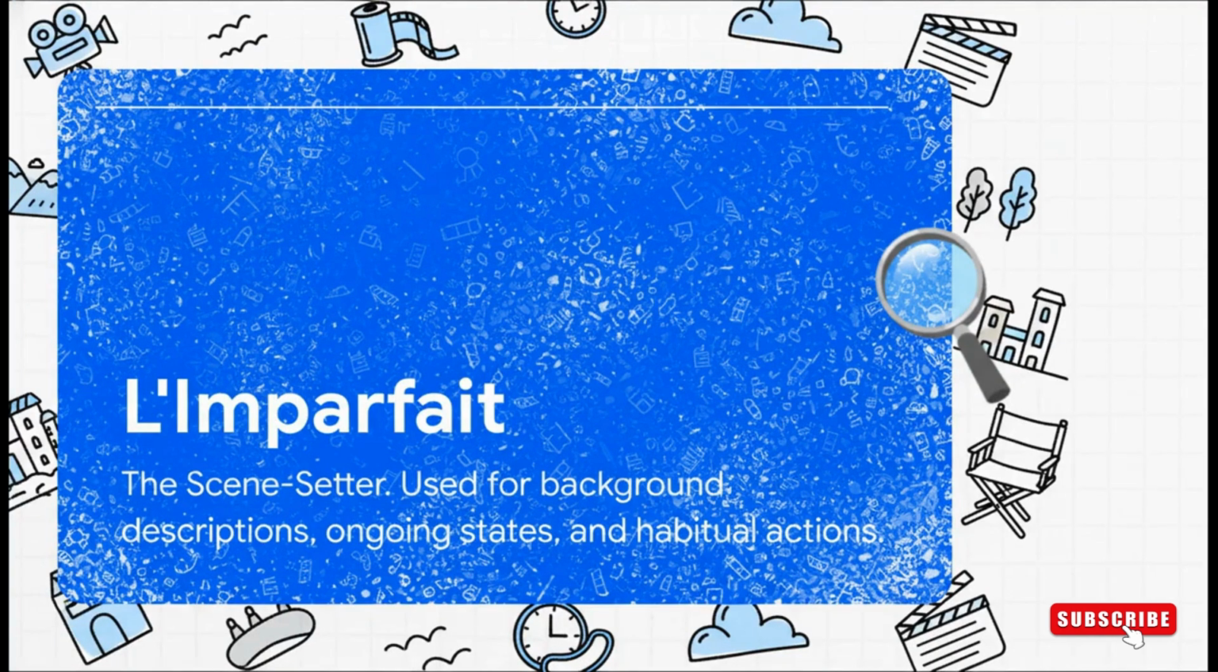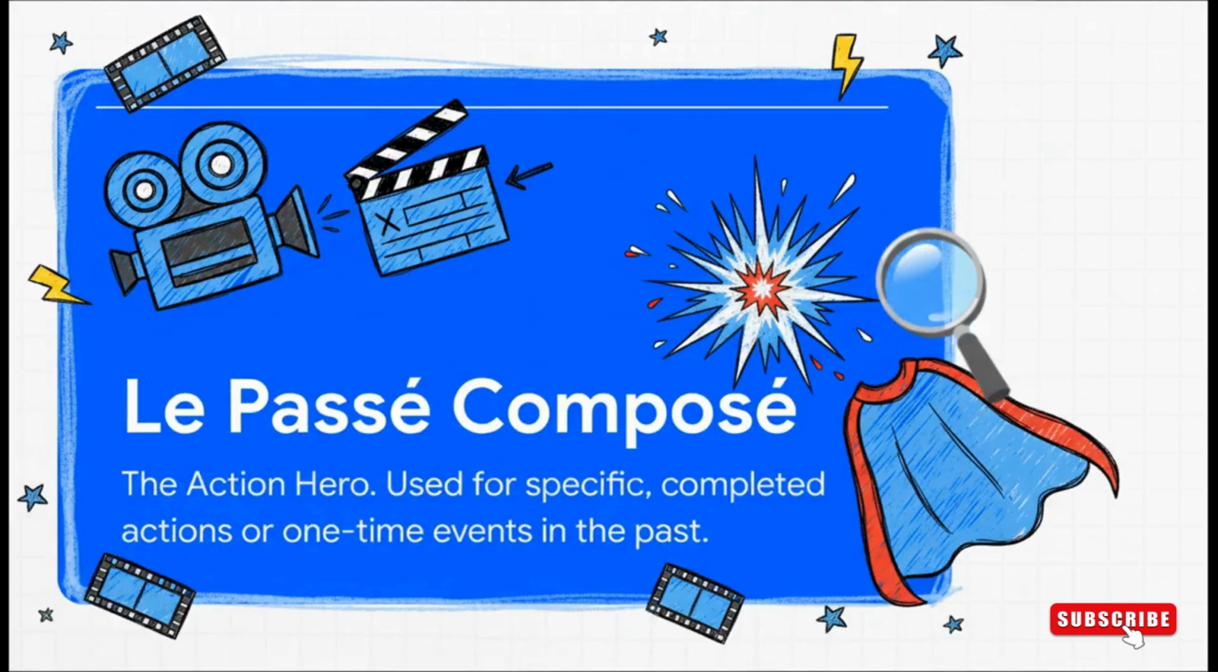Think of this as your director of photography. It's your wide-angle lens, the one you use for that big, beautiful, establishing shot. You use it to paint the picture. It sets the mood, describes the background. It tells us what things were like or what used to happen all the time. It's all about atmosphere. And then you've got your second camera, Le Passé Composé. Now, if the Imparfait is the scene setter, the Passé Composé is your action hero. This is your action director, the one who yells cut. It's all about capturing those key events, the specific things that happened and pushed the plot forward. This guy is the star of the show.